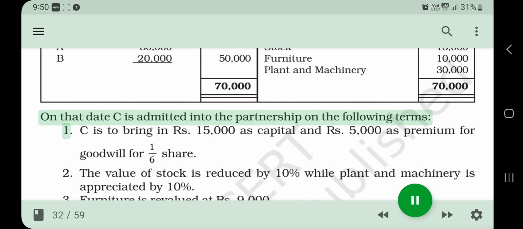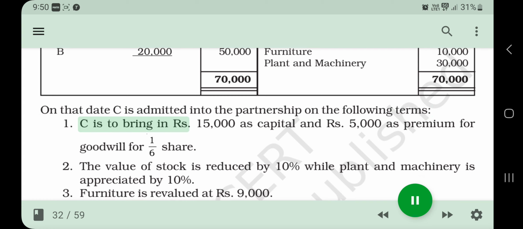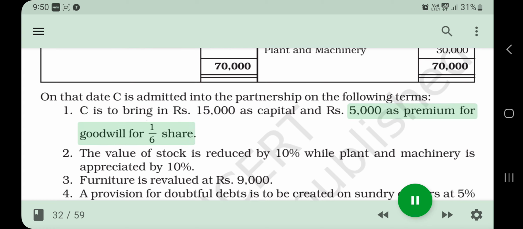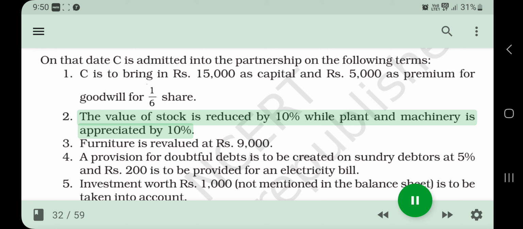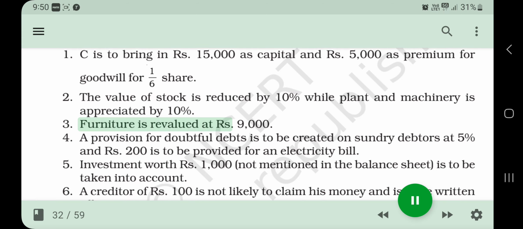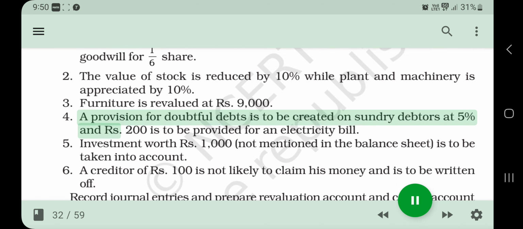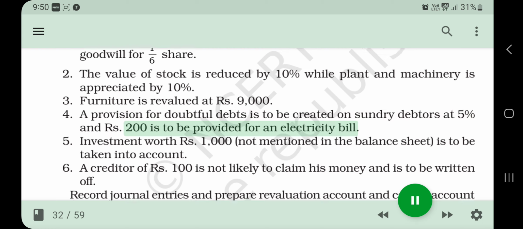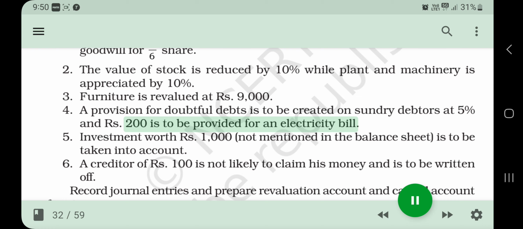On that date C is admitted into the partnership on the following terms. 1. C is to bring in Rs. 15,000 as capital and Rs. 5,000 as premium for goodwill for 1/6 share. 2. The value of stock is reduced by 10% while plant and machinery is appreciated by 10%. 3. Furniture is revalued at Rs. 9,000. 4. A provision for doubtful debts is to be created on sundry debtors at 5% and Rs. 200 is to be provided for an electricity bill.